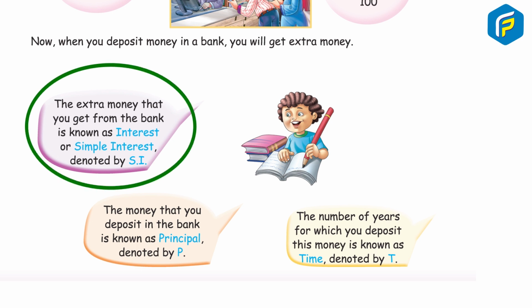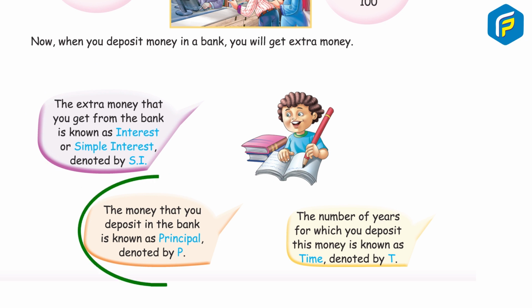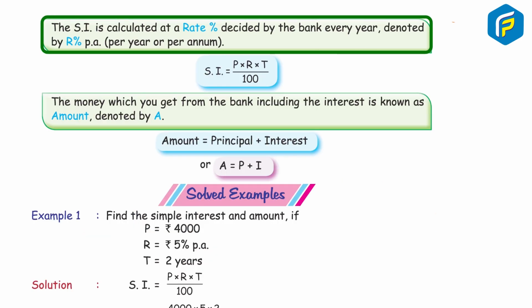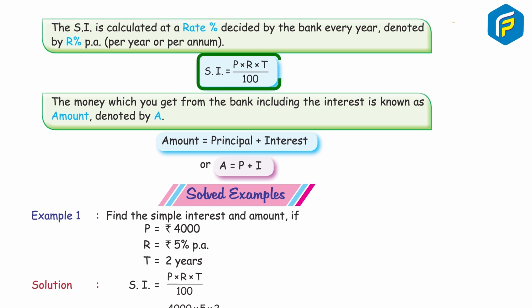The extra money that you get from the bank is known as interest or simple interest, denoted by SI. The money that you deposit in the bank is known as principal, denoted by P. The number of years for which you deposit this money is known as time, denoted by T. The SI is calculated at a rate % decided by the bank every year, denoted by R% PA, per annum. SI equals P into R into T upon 100.